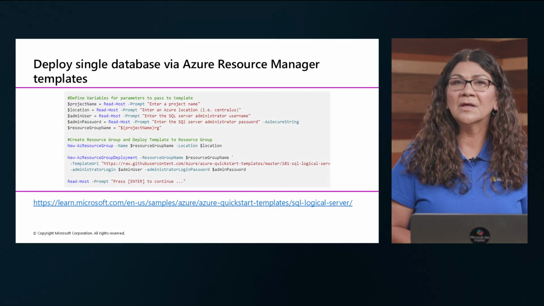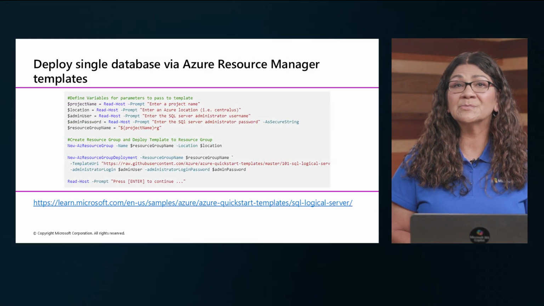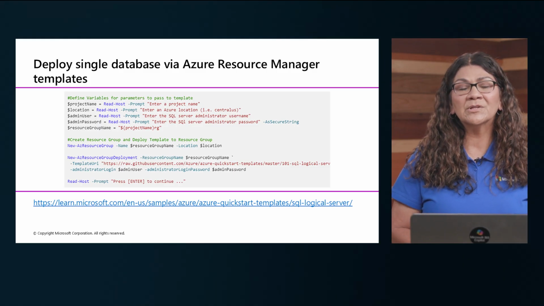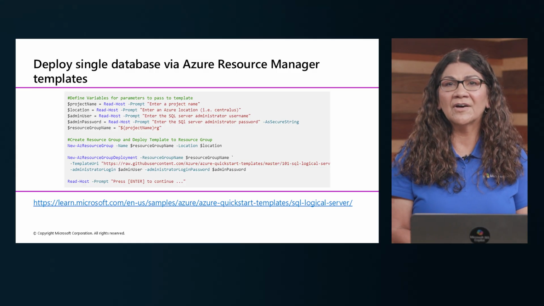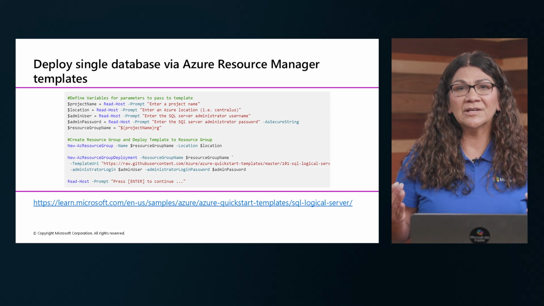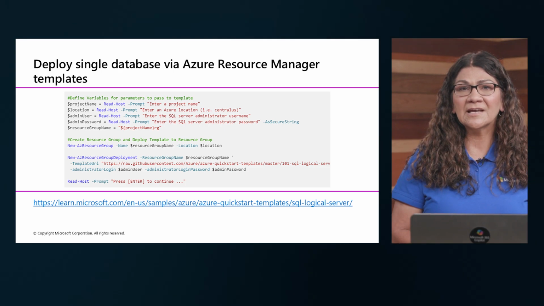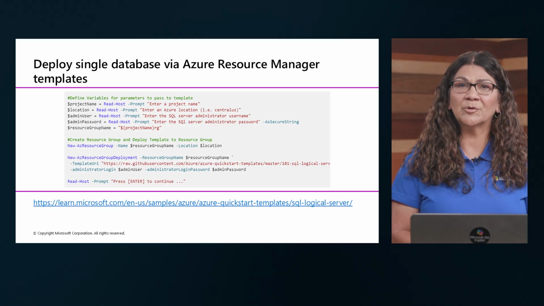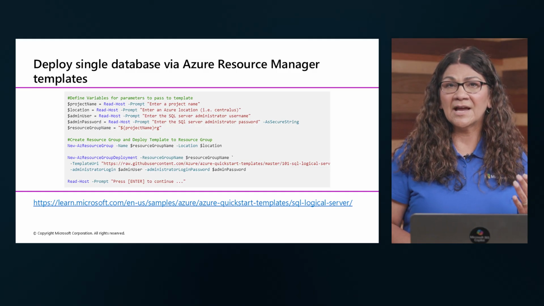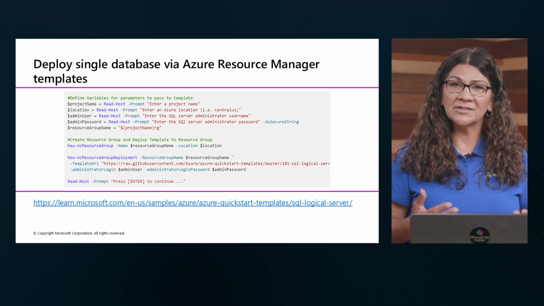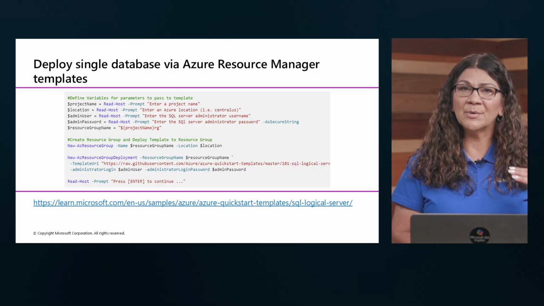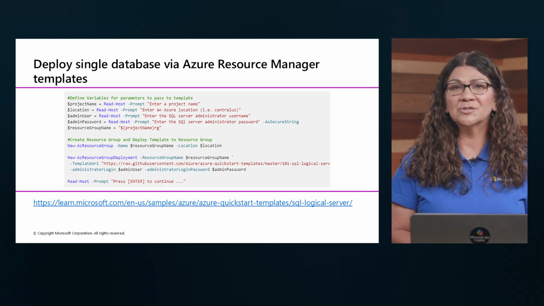Another way to deploy Azure SQL is by using the Azure Resource Manager, or ARM template. ARM templates are JSON-based files that define and automate the deployment of Azure resources in a very consistent and repeatable manner. Here we see a PowerShell script that sets deployment parameters, creates a resource group, and uses the New-AzResourceGroupDeployment to deploy the template. Notice too the link below to the GitHub-hosted Quickstart sample template to deploy.